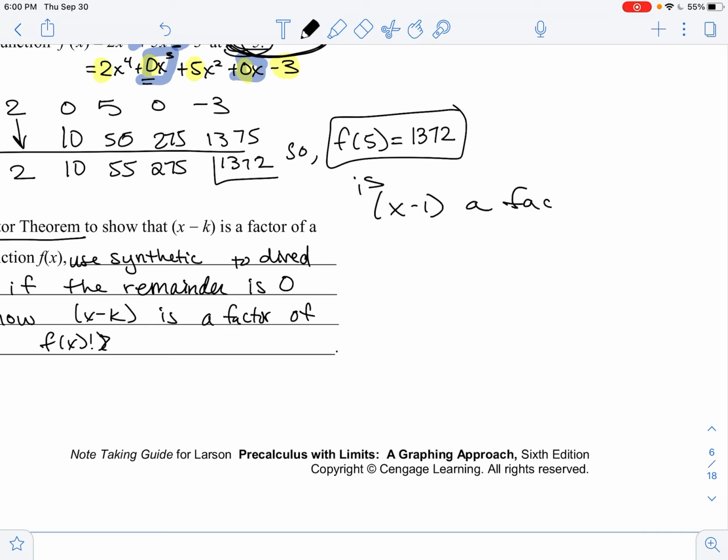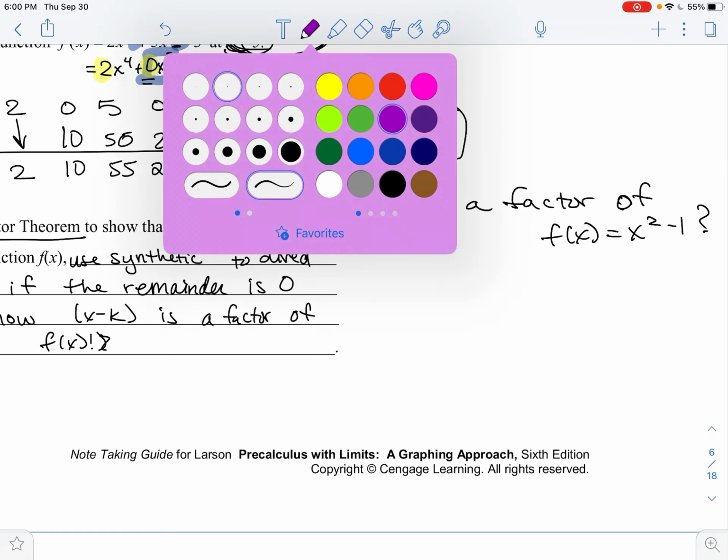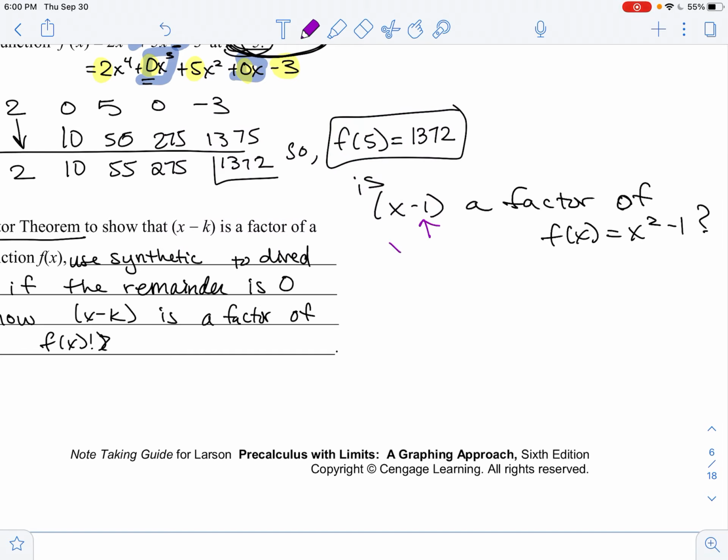So for example, if I want to know, is x minus 1 a factor of f of x equals x squared minus 1? Here's what we can do. We can divide, because remember, this would be like saying x minus k, so then k would be 1 in this case, right? So we're going to put a 1 here, and we're going to rewrite this with a 0 in our missing term. So we've got a 1x squared, a 0x, and a negative 1.